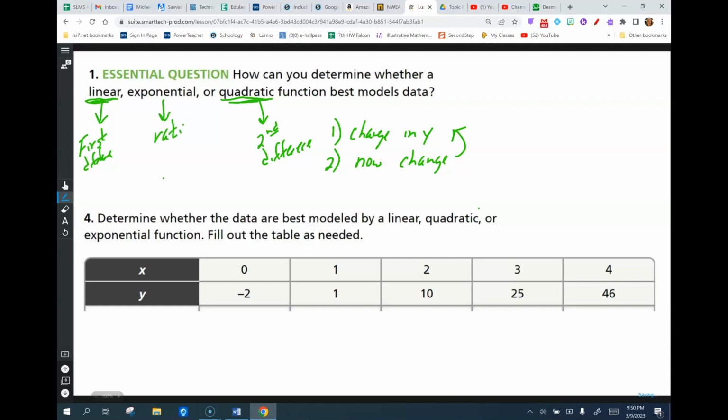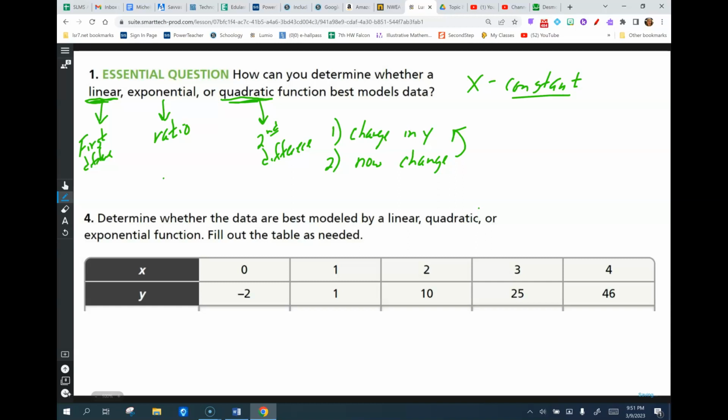And this is going to be a ratio. What do I multiply every time on the y values? Now, an important thing you need to remember is that x has to be constant. It doesn't have to be 1, but it has to go up by a constant amount. So always check that first. Otherwise, you can't do any of these other things.